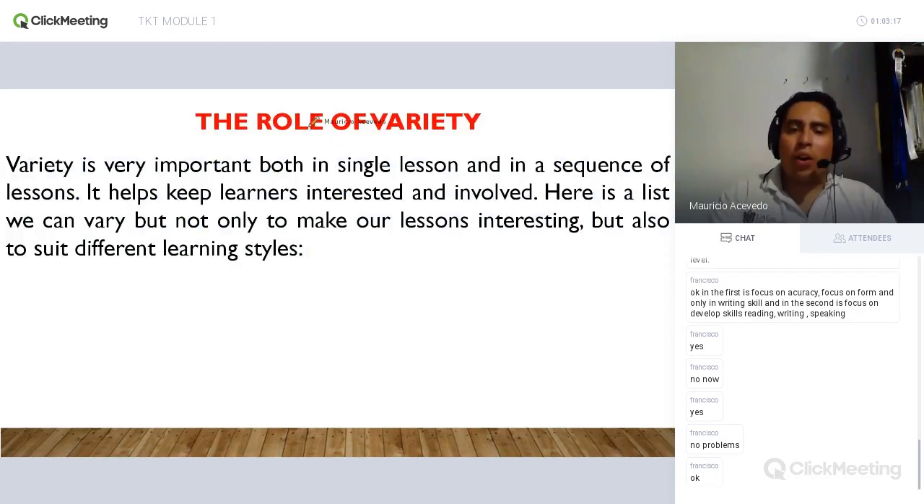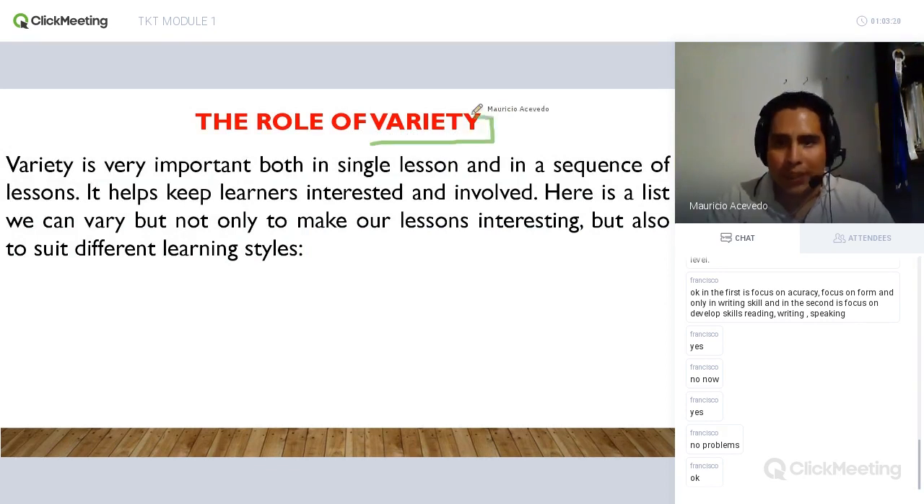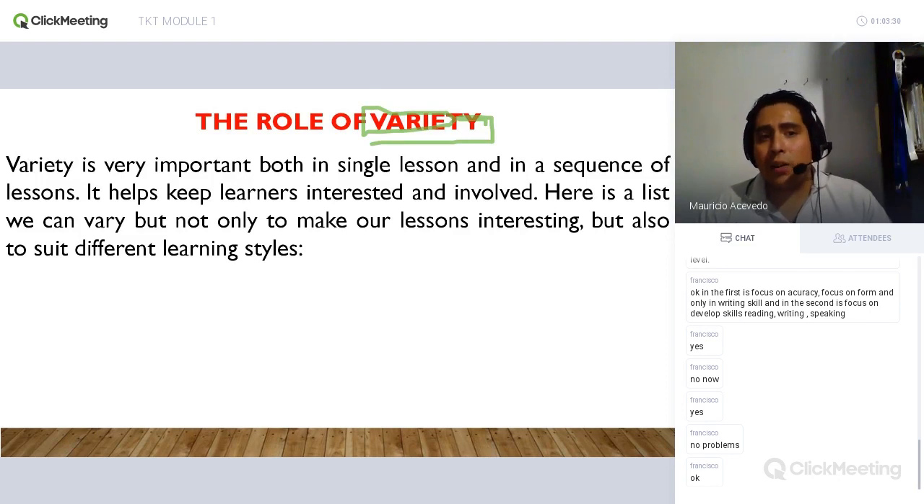Okay? And now, finally, Francisco, to finish with this topic, we're going to look at the role of variety. What is variety? Variety is very important for both a single lesson and a sequence of lessons. It helps keep learners interested and involved.